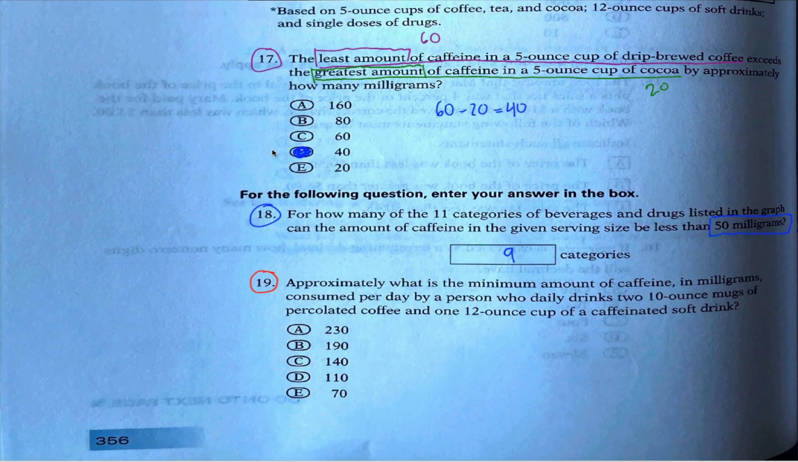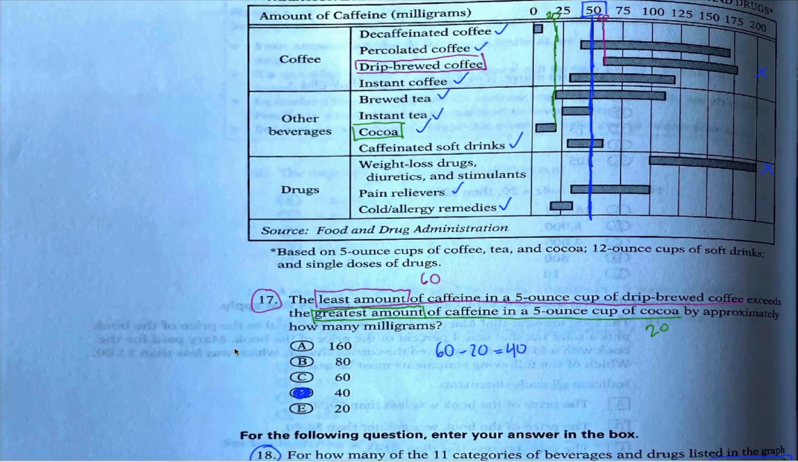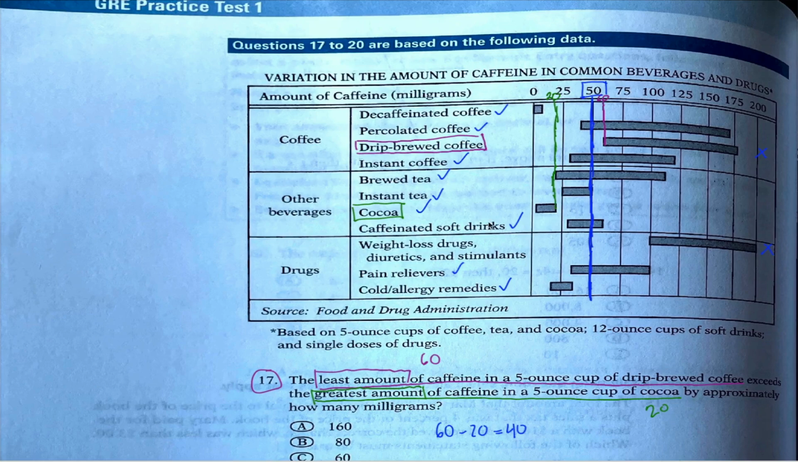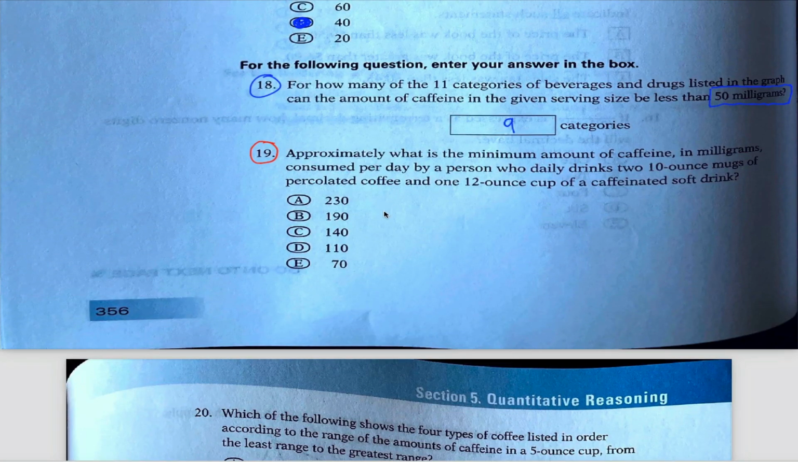All right, question 19 on the GRE practice test 1, section 5. We're still using this chart right here to answer questions. This time the question is, approximately, what is the minimum amount of caffeine in milligrams consumed per day by a person who drinks 2 10-ounce mugs of percolated coffee and 1 12-ounce cup of caffeinated soft drink?